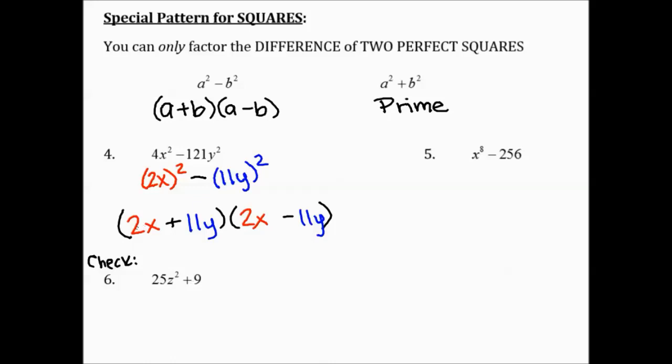So to check, 2x times 2x is 4x squared. 2x times negative 11y is negative 22xy. Positive 11y times 2x is positive 22xy. And 11y times negative 11y is negative 121y squared. The middle two terms cancel out, and I'm just left with what I started with.